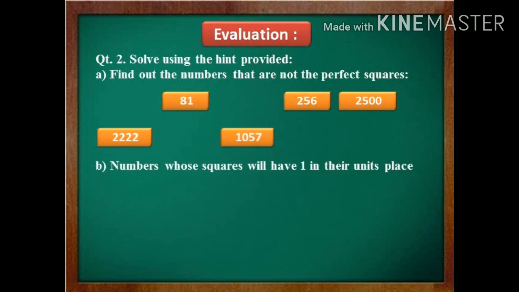Numbers whose squares will have 1 in their units place. So let's find these numbers. In this set of numbers, we can say that since 81 has 1 in its unit place and 799 has 9 in its unit place, using property 2, they will have squares which end in 1.